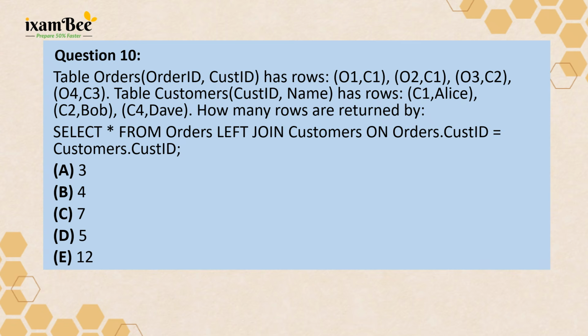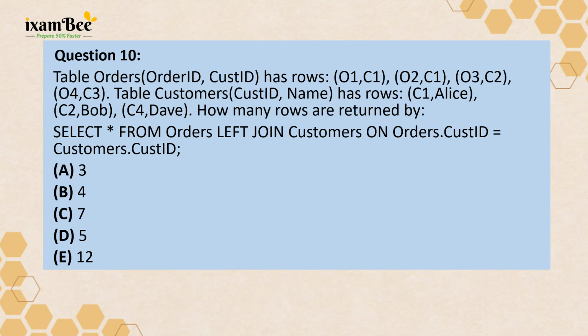A left join always preserves every single row from the left-hand table, orders in this case, regardless of whether a match exists on the right table or not. Orders has exactly 4 rows, so the result must also have exactly 4 rows. Let us match them up.